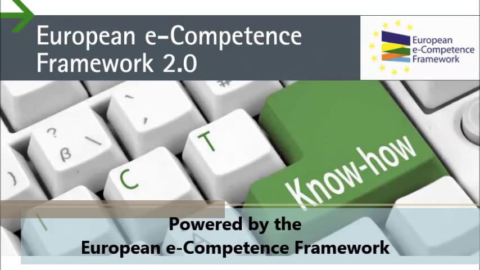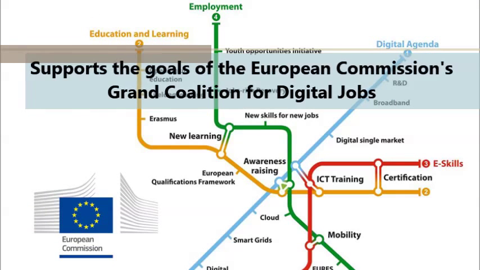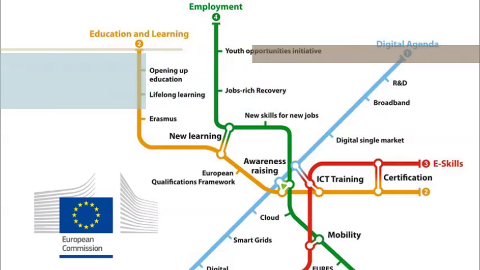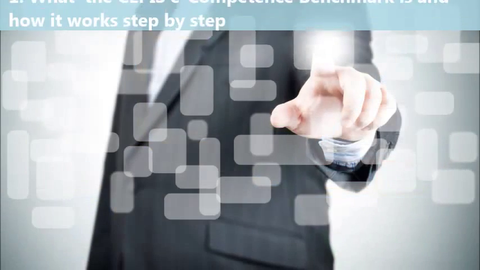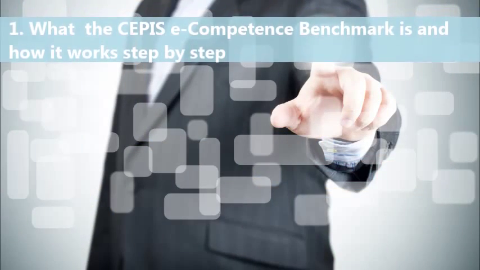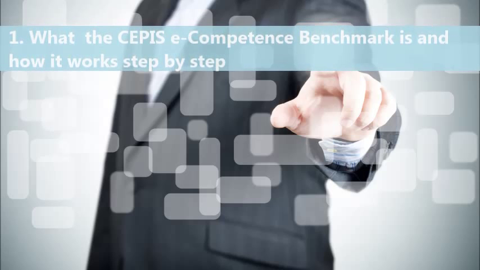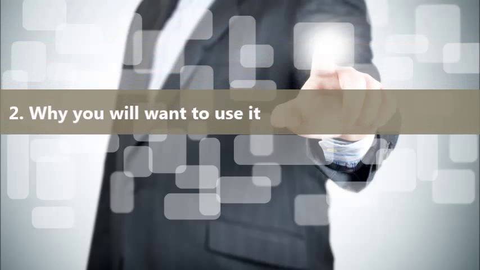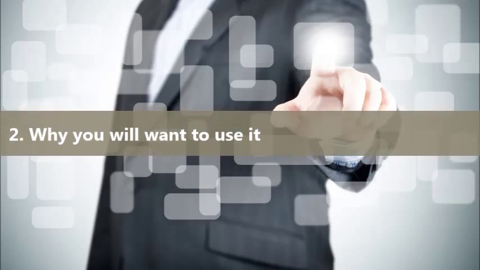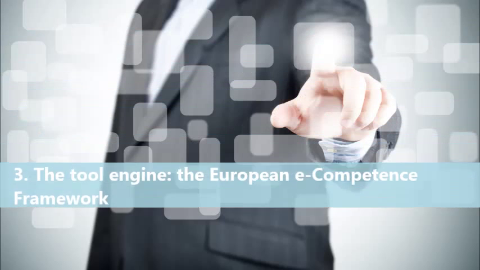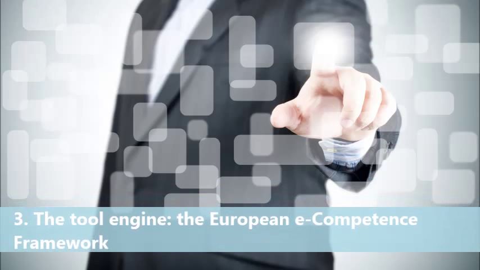The CEPIS e-Competence Benchmark is powered by the European e-Competence Framework, and it supports the goals of the European Commission's Grand Coalition for Digital Jobs. In this video, we will briefly explain what the CEPIS e-Competence Benchmark is, and we will show you how it works step by step. We'll also explain why you'll want to use it, whether you're an individual or an organization. Finally, we'll briefly present the European e-Competence Framework, which is the engine of this tool.